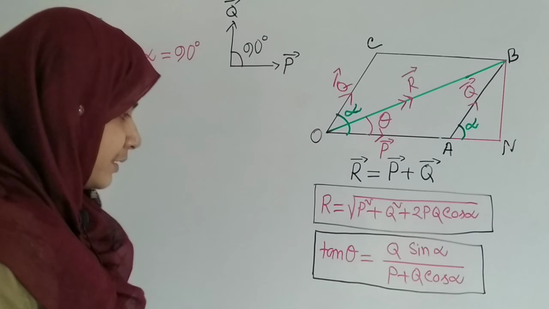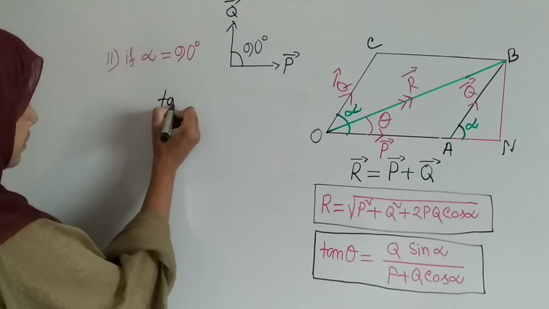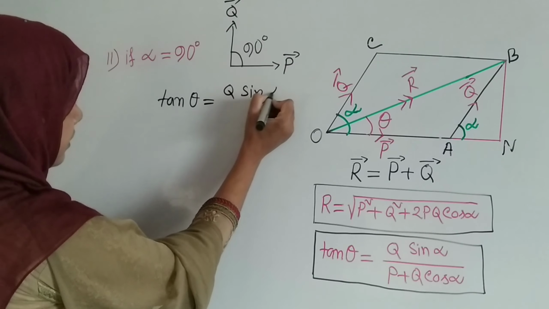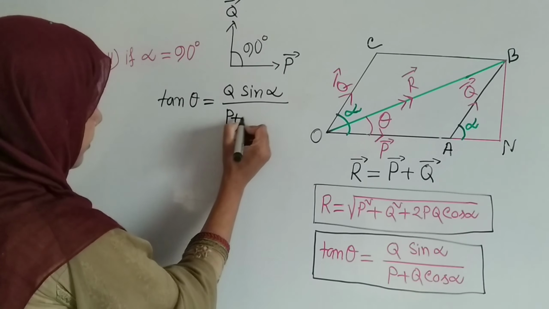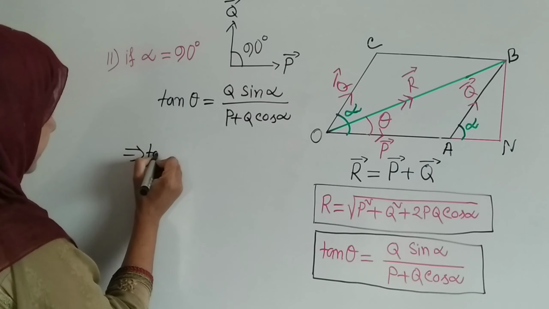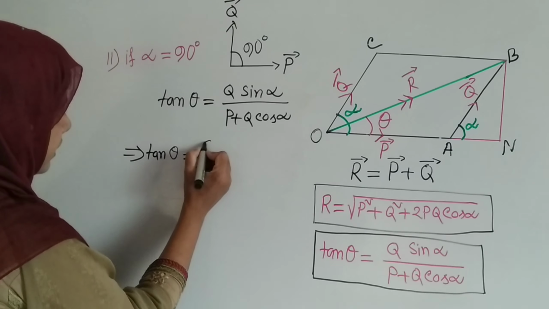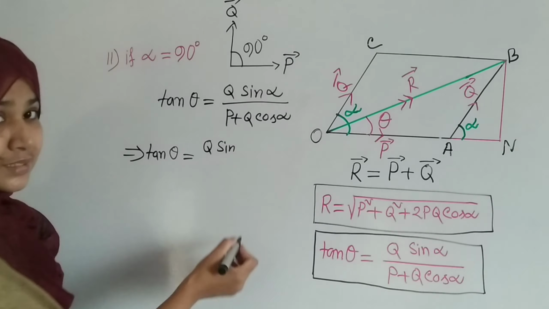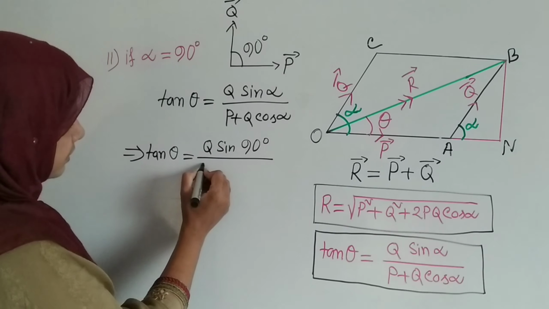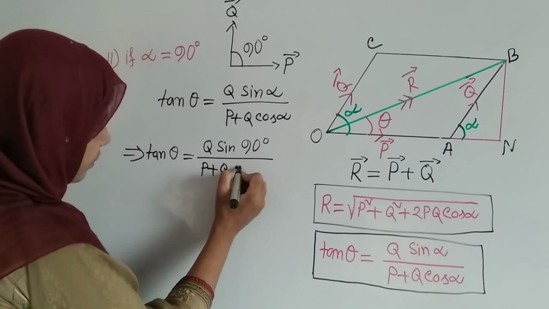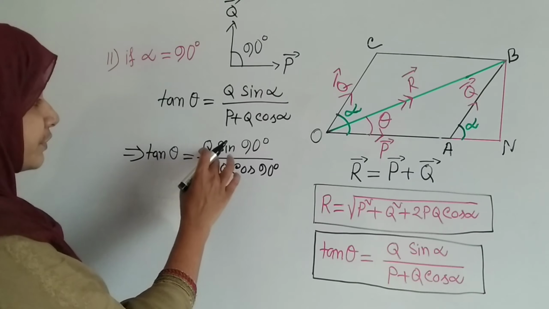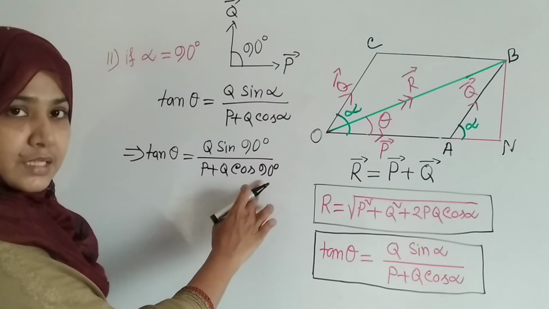Now the direction. That means tan theta equals Q sin alpha by P plus Q cos alpha, that is, tan theta equals Q sin 90 degree divided by P plus Q cos 90 degree. And you know that the value of sin 90 degree is 1 and the value of cos 90 is 0.